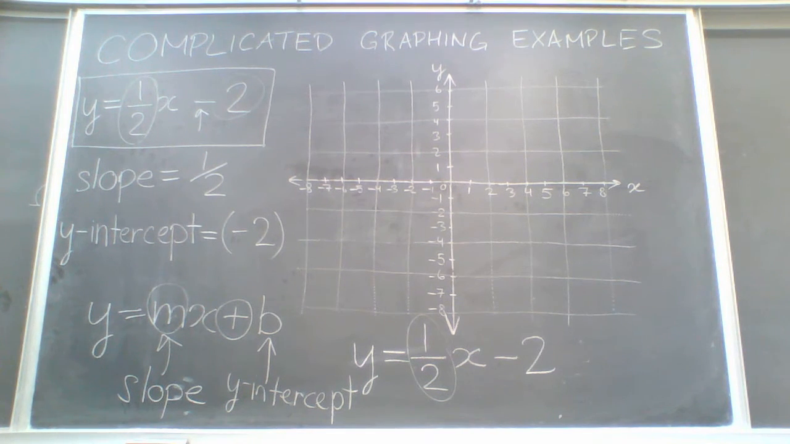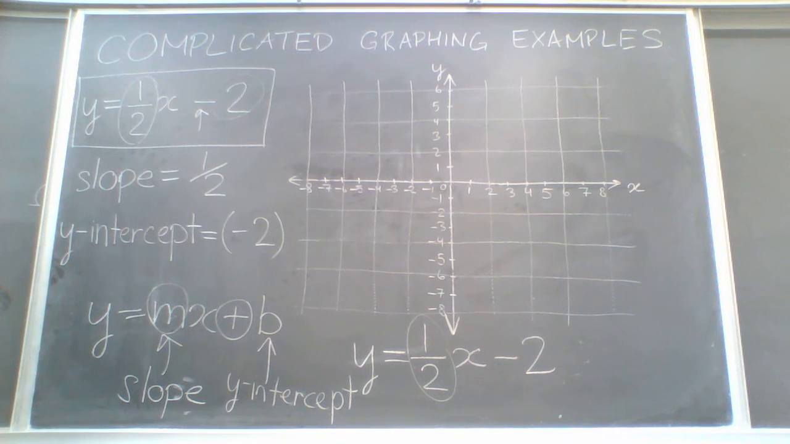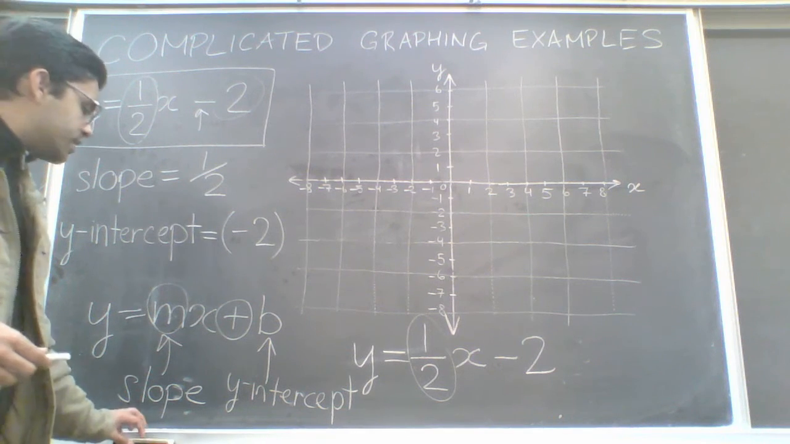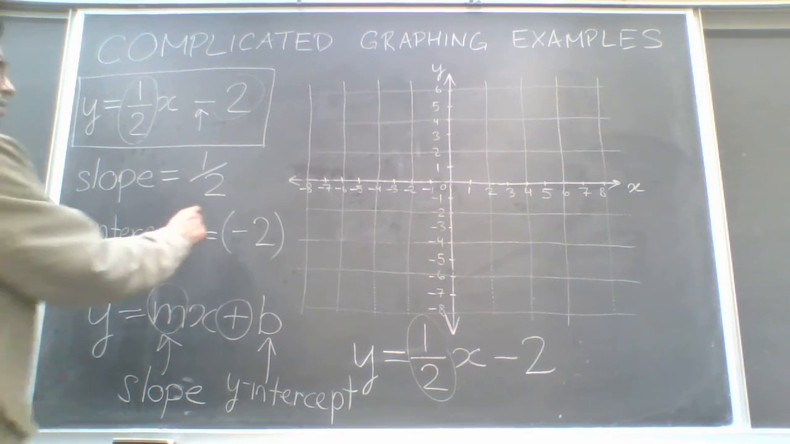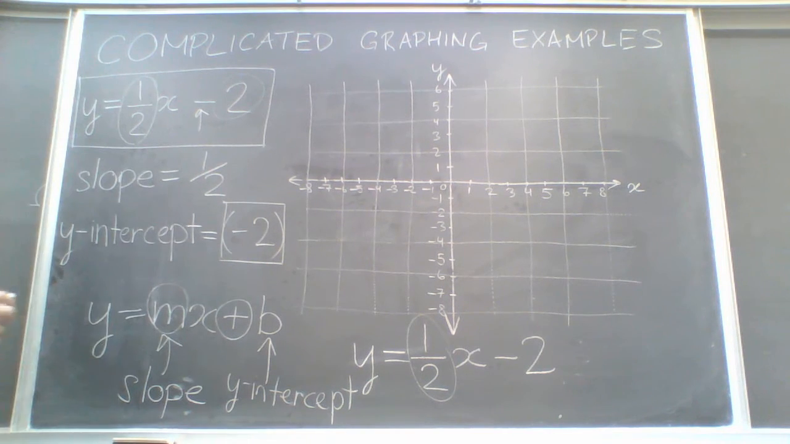Alright, so now we've found our slope and we've found our y-intercept. So once we've found our y-intercept, really, that's the first key piece of information that we need, because this will allow us to plot our first point. So we plot our first point wherever the y-intercept tells us to. So the y-intercept has given us a value of -2.